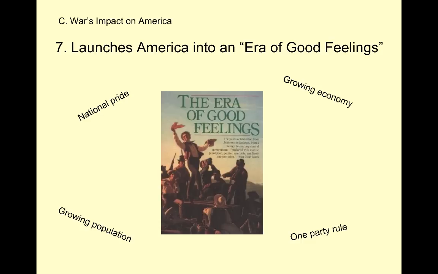Next, because of the American system, we have a growing economy. And so Americans feel very optimistic about the future. They think the sky's the limit for America. We can become a strong, powerful country. Next, bottom right, one-party rule.